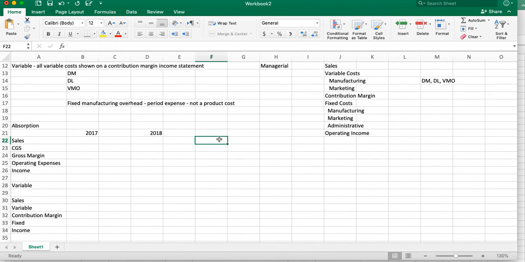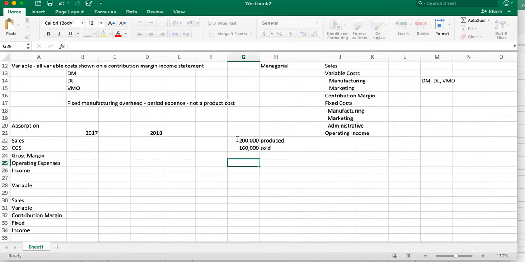So, for example, let's say that I produced 200,000 units and that I sold 160,000. And it was my first year of operations. So, how many do I have in ending inventory? I've got 40,000 units sitting in ending inventory. That ending inventory becomes beginning inventory for the next year.